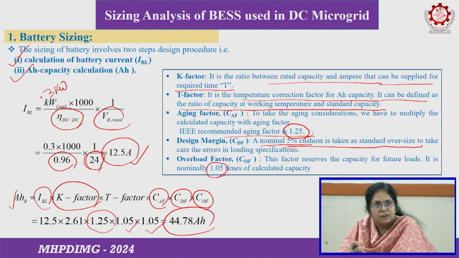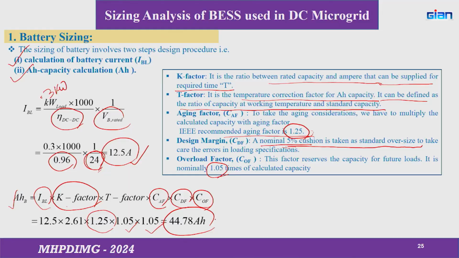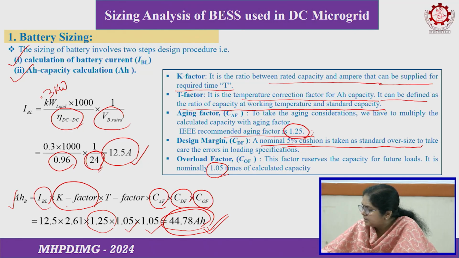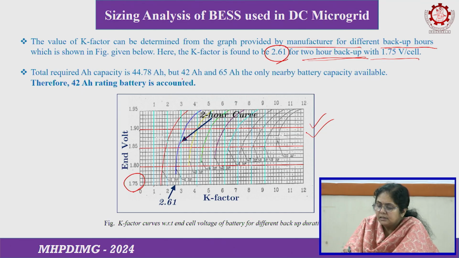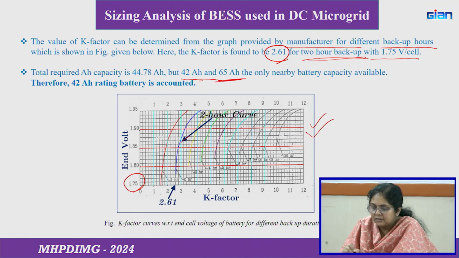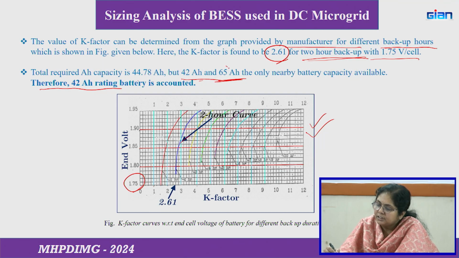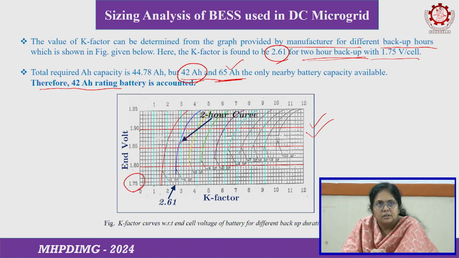That means when we go for a particular load, a household application like this, and for this DC microgrid, we get 44.78, which is nearly a 45 ampere hour battery. But among the standard batteries available in the market, we have 42 ampere hour, then 65 ampere hour. This is the actual design we have used in our lab, which I have shown here, so that it will be useful when we go to the lab sessions. We could go for 65 ampere hour, but it is much higher, so that is why we have chosen the 42 ampere hour battery for our system.